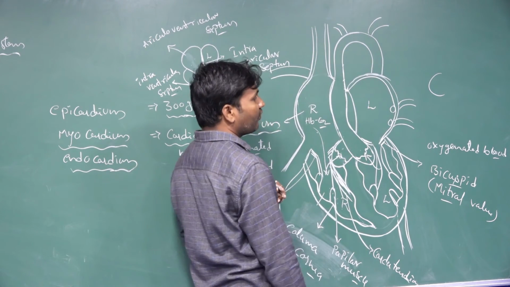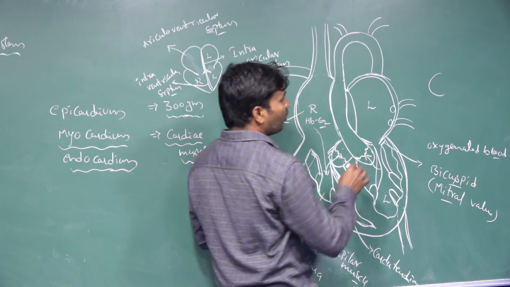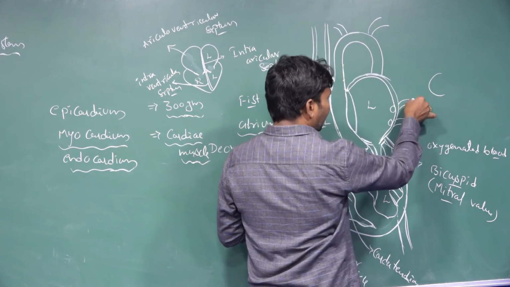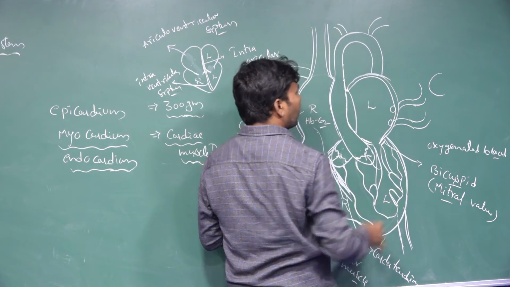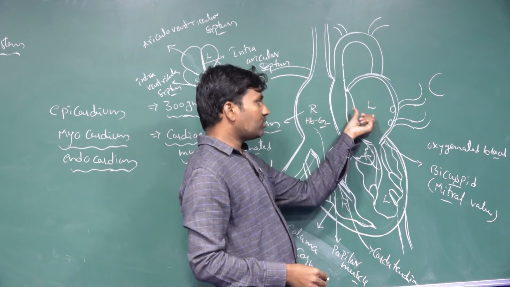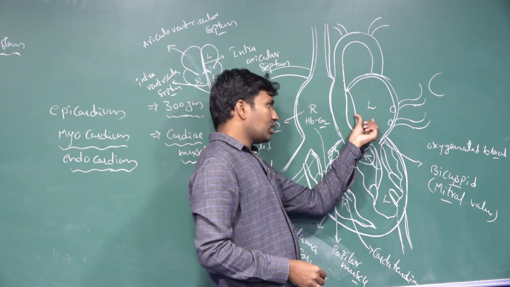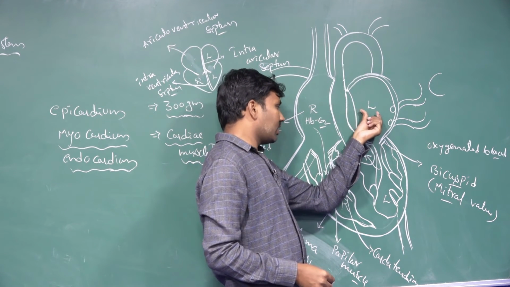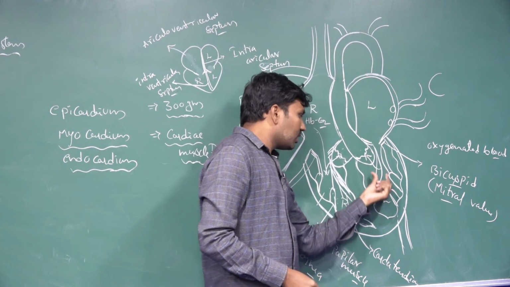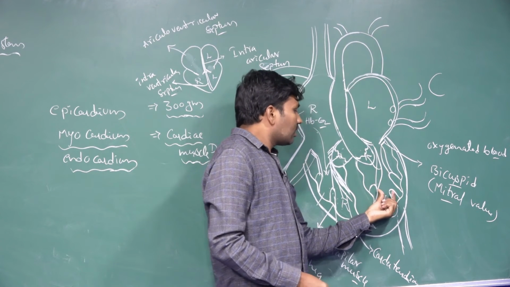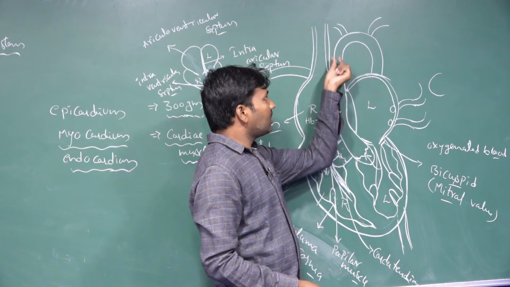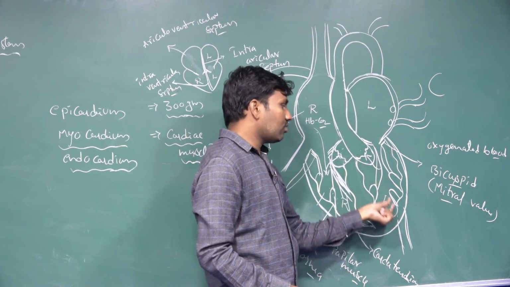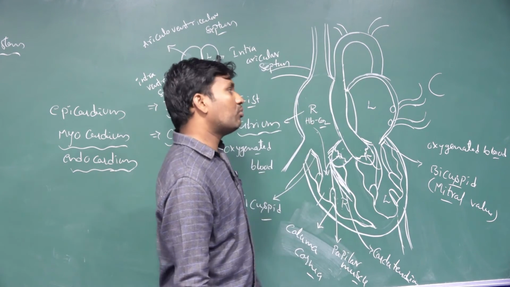here for purification. Once it is purified in the lungs, a pair of pulmonary veins open into the left atrial chamber, the left atrium, and from there the blood enters the left ventricle. So from the left ventricle, the oxygenated blood goes into the systemic artery and supplies the entire body here.